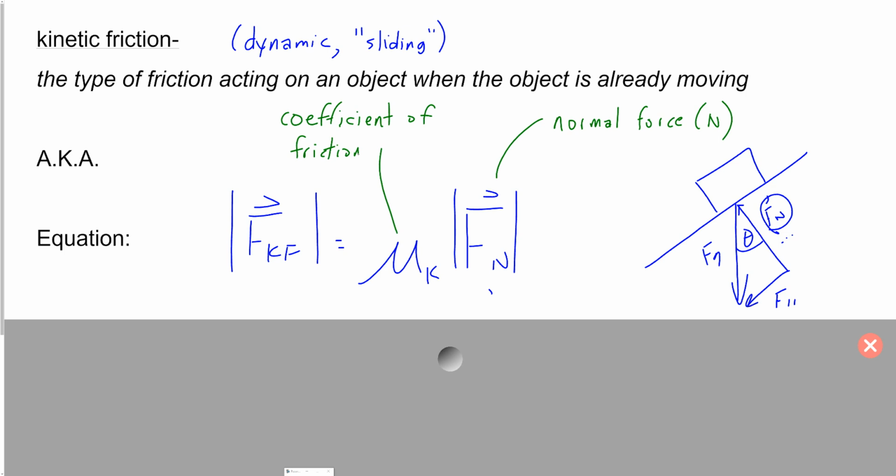Make sense? There are no units associated with that. It's just a number. And typically that number is less than 1, although it doesn't have to be. Dry pavement and rubber tends to be about 0.8, 0.9. Wet pavement or icy pavement and rubber tends to be like 0.2-ish. So quite a bit less. It's possible to get a number that's bigger than 1, 1.1, 1.2. That's not overly common, but it is possible.